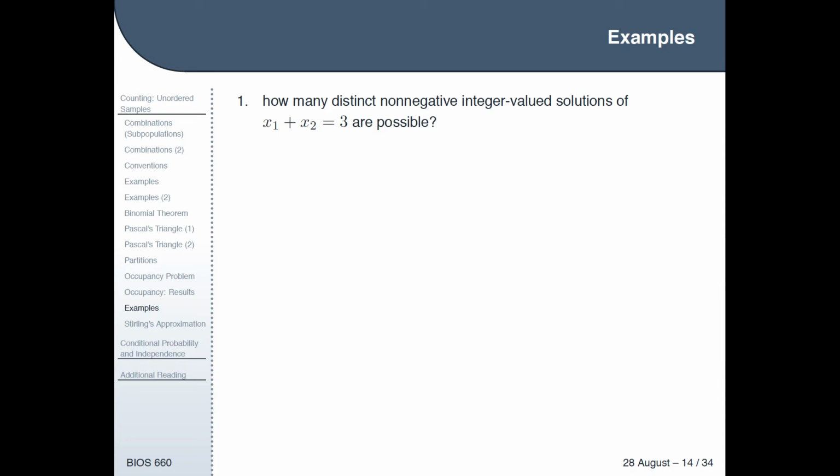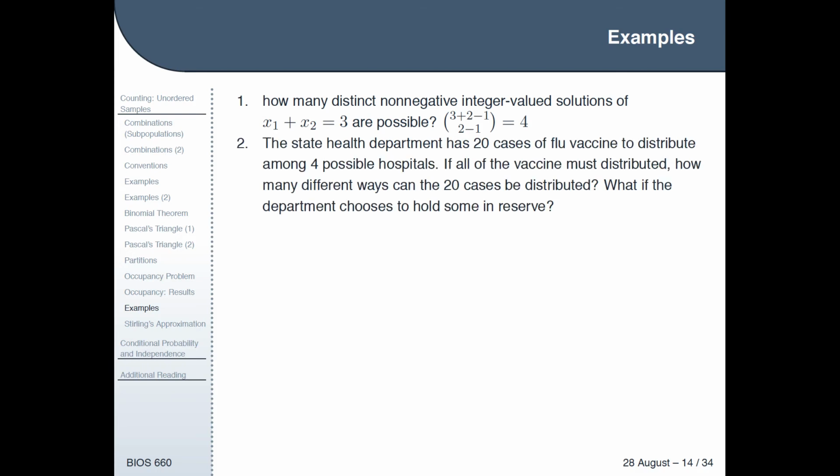Wow, no one. Okay, nice to know that I'm not the only one who struggled with this. Any courageous soul before I just reveal the answer? Yeah, exactly. It's going to be 3 plus 2 minus 1, or 4 choose 2 minus 1, which is equal to 4.